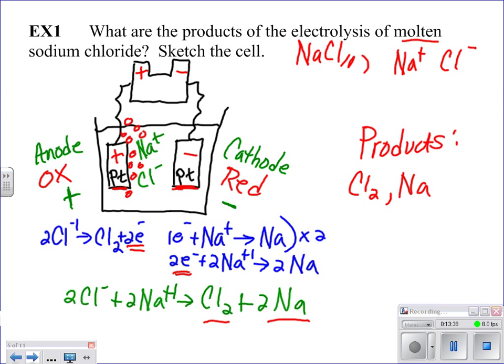And I think that should do it for our molten one. I'm going to do the aqueous one in another video.